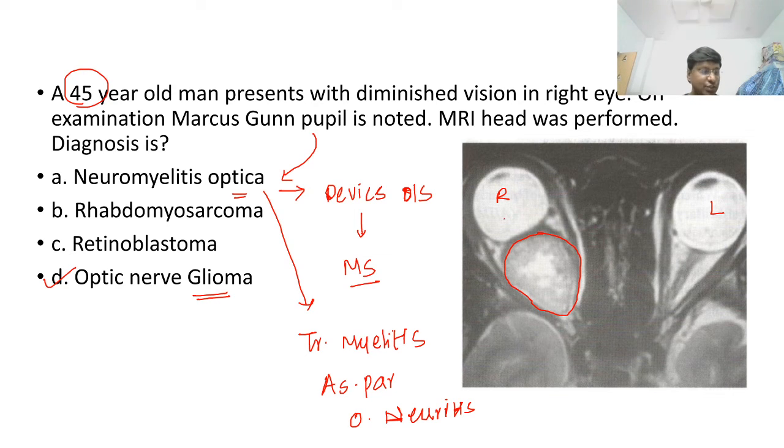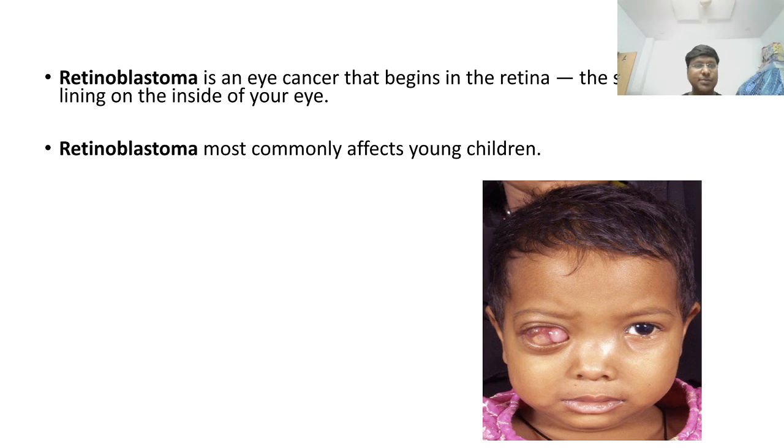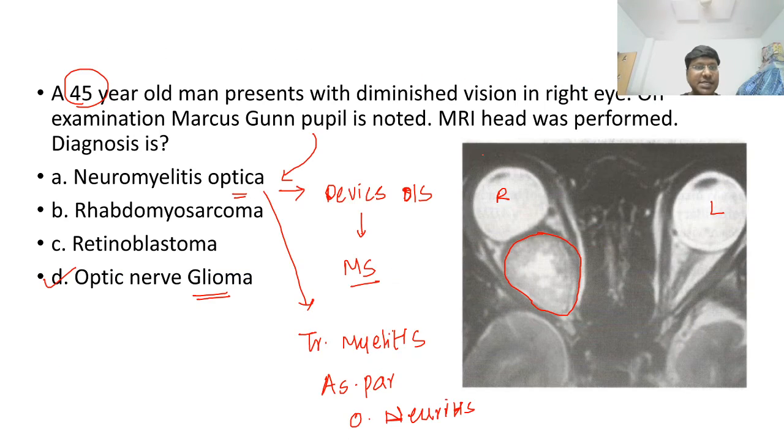Next, coming to retinoblastoma. Let me show you how this retinoblastoma appears. It is also seen in the eye, in children, and you can notice the presence of proptosis. It is a tumor originating from the retina, and most commonly it occurs in children. And what is the age group given to us? The age group given to us is 45 years. So retinoblastoma is ruled out.